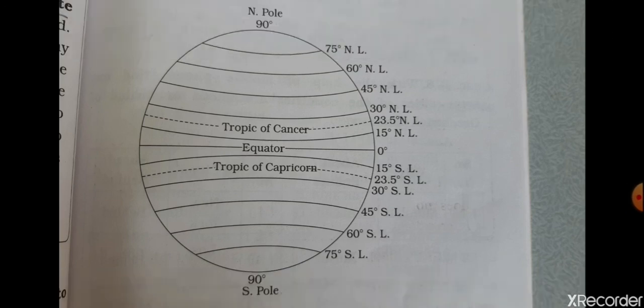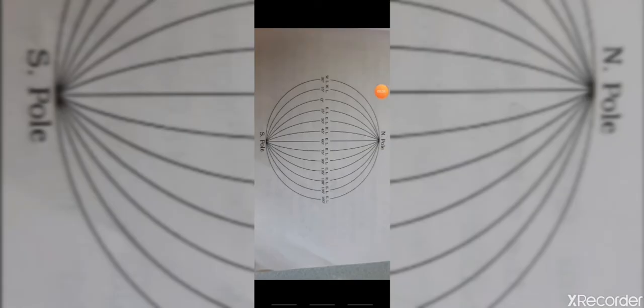I hope with this picture I am able to make you understand what latitudes are. In the next picture I am going to make you understand about longitudes. Now children, we have understood about latitudes, that are imaginary circles drawn on the globe in an east-west direction. But we will also understand about longitudes.